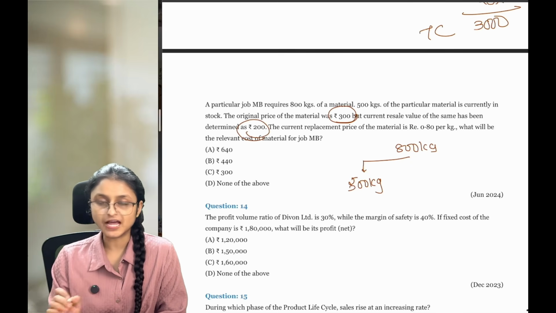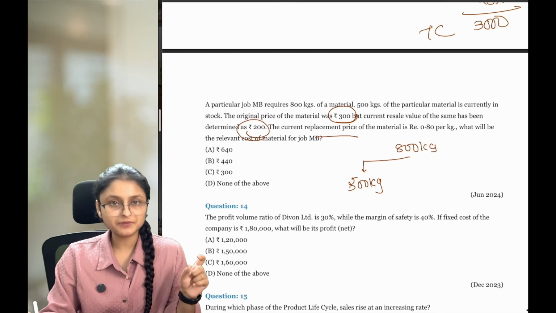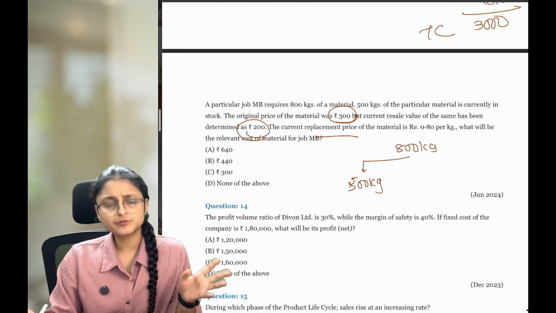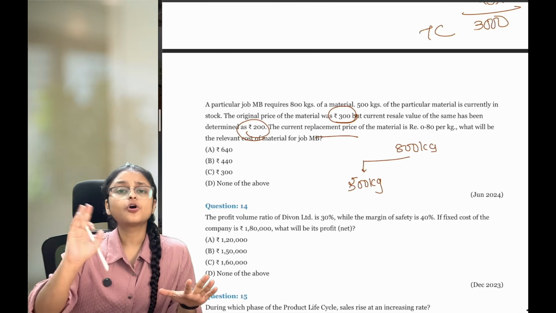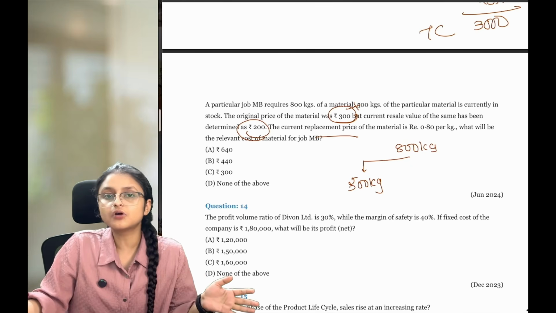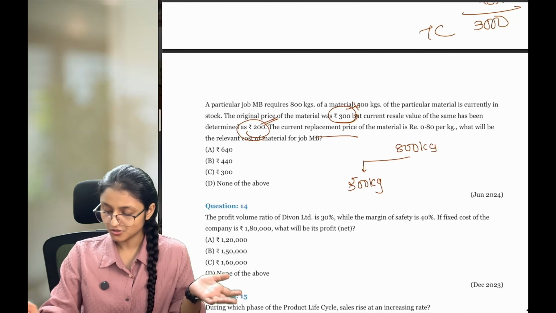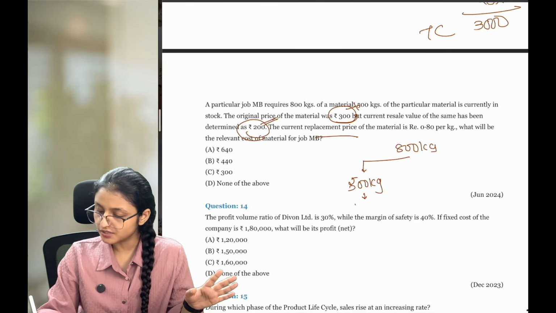And for this 500 kgs of material which is already there in stock, they are telling us the original price and current resale value. I have already told you in the class that your current replacement price for the material which is already there in stock is of no use to us. The original price is also no use to us. Then the remaining is only current resale value here. So current resale value is what you need to take for this 500 kg already there in your stock.